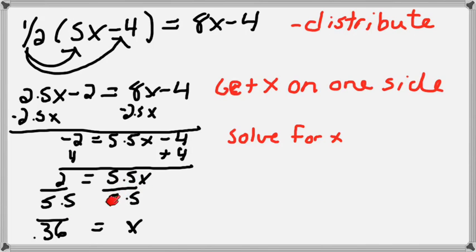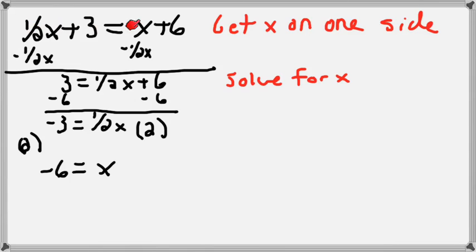5.5 divided by 5.5 is 1, and 1 times x is x. Over here, 2 divided by 5.5 comes out to be 0.36 repeating, and therefore that's my answer, 0.36 repeating. It's 36, 36, 36, and so on. Number 2.